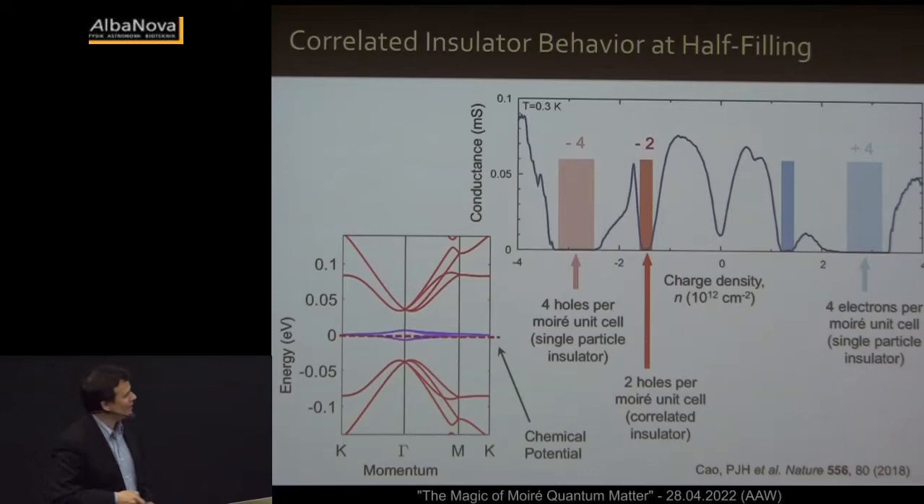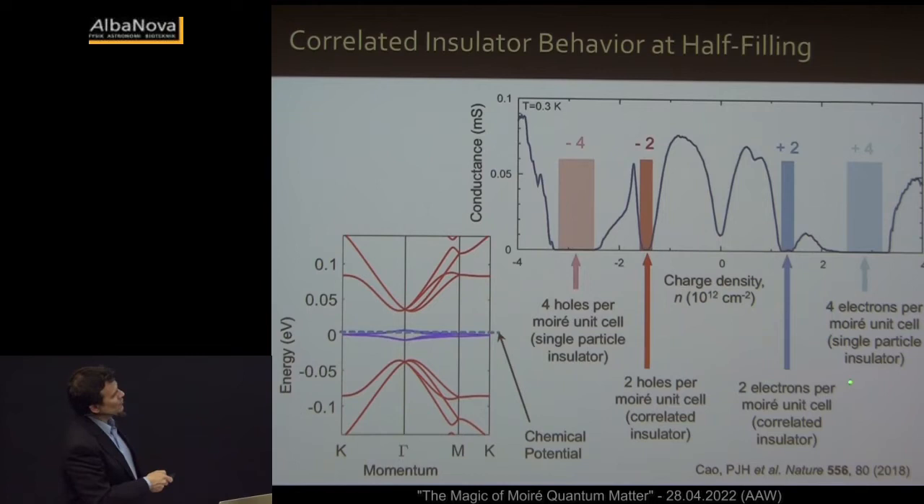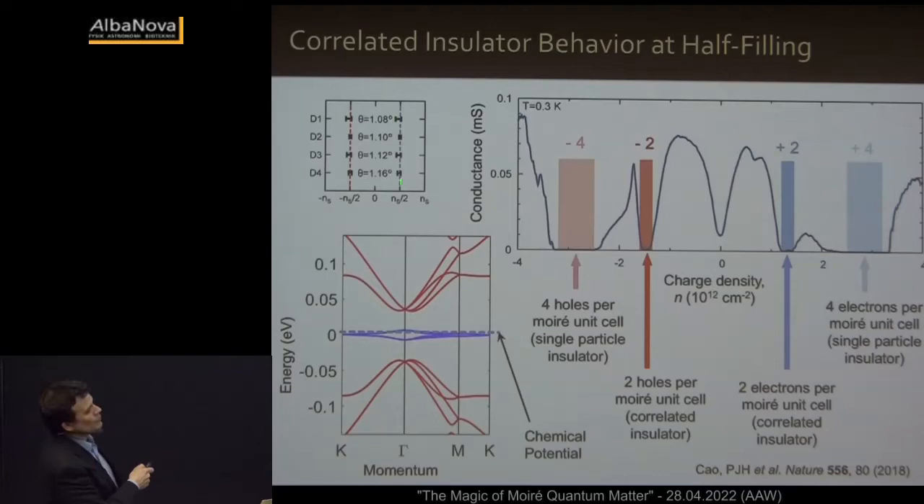The same thing happens if you add 2 electrons per Moiré unit cell. Again, the system wants to conduct electricity. There are plenty of electronic states at infinitesimally low energy for the system to conduct electricity, or there should be in a single particle picture, but they are not, okay? And the system is an insulator. This behavior only happens if the twist angle between these two graphene sheets is in a very narrow range around 1.1 degrees. Basically, between 1 and 1.2 degrees is when we observe this type of behavior.